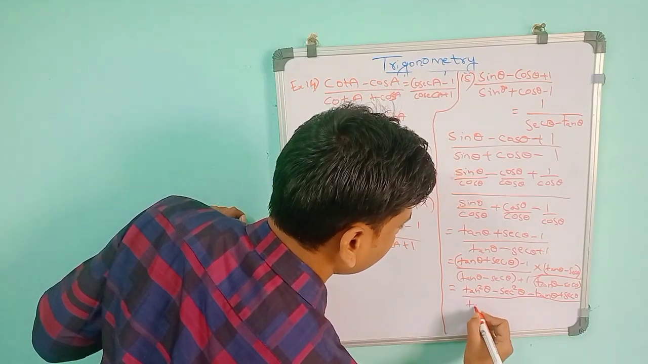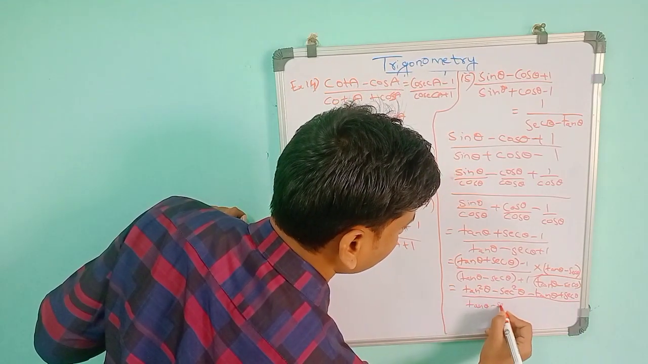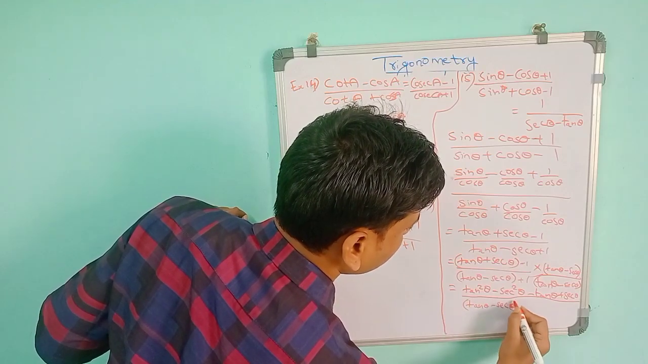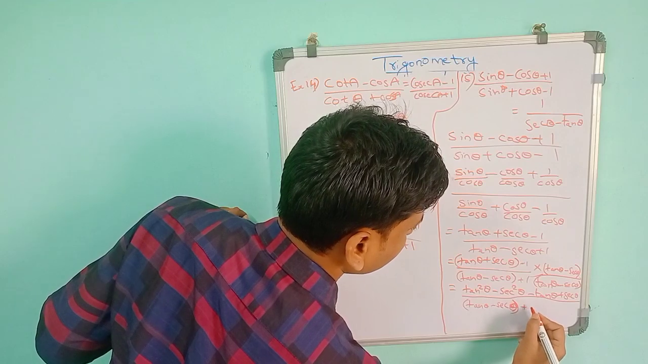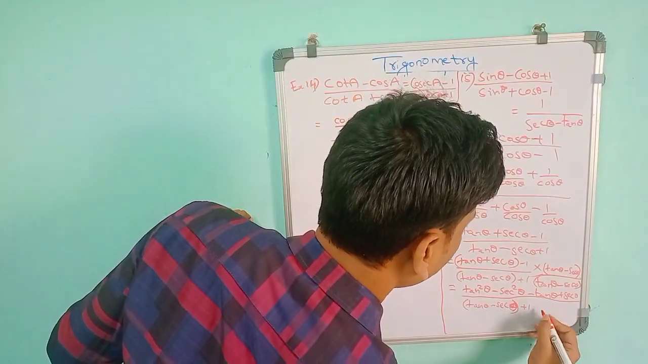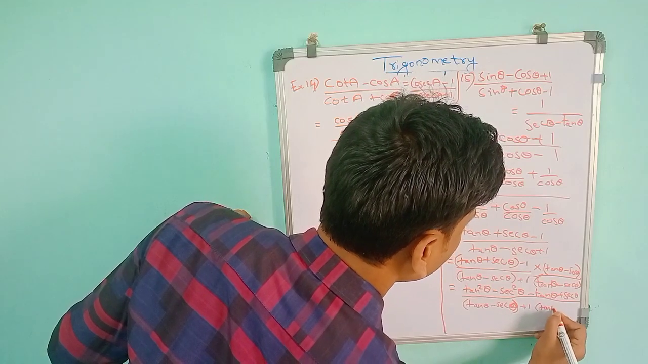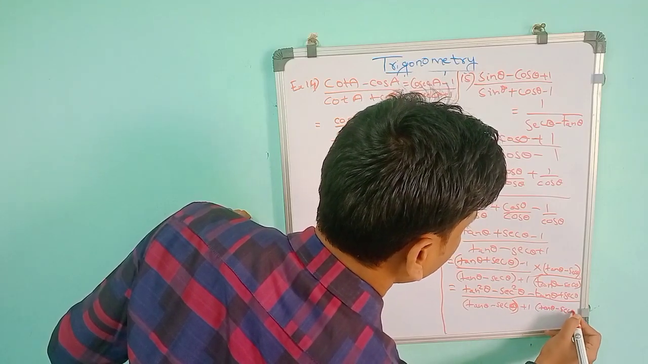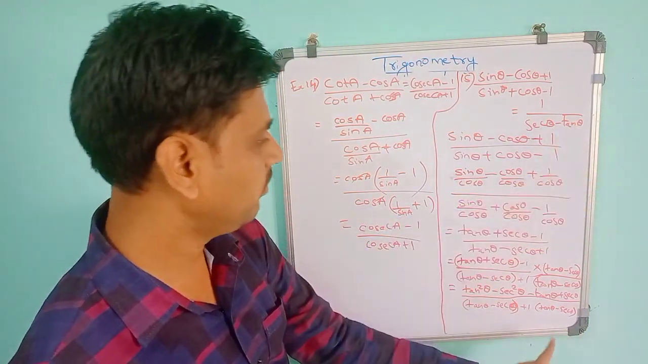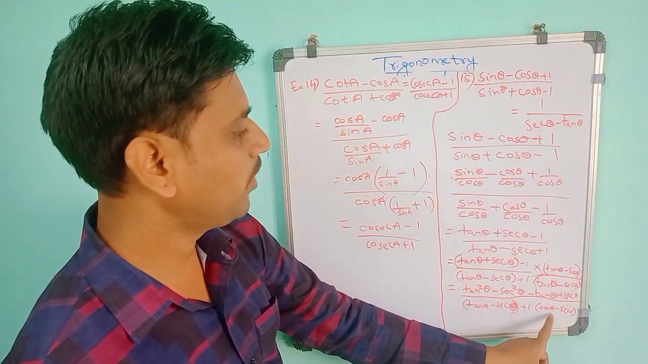Downside, take as it is: tan theta minus sec theta plus 1, and this one tan theta minus sec theta, because they told us here about sec theta and tan theta, so the remaining should be this one.